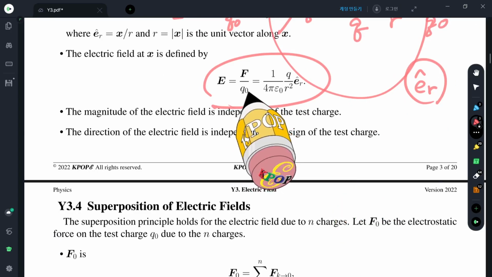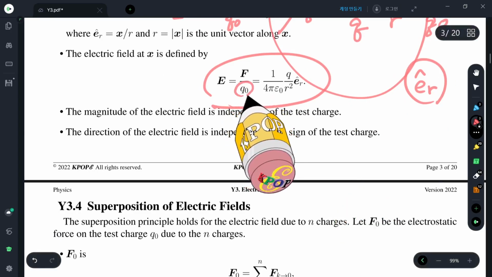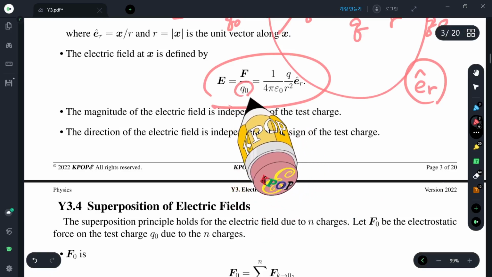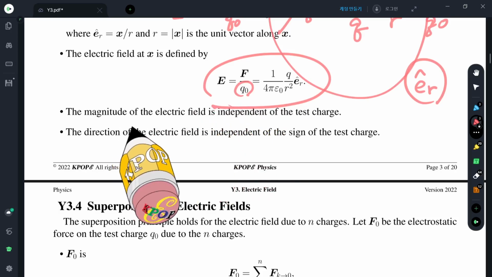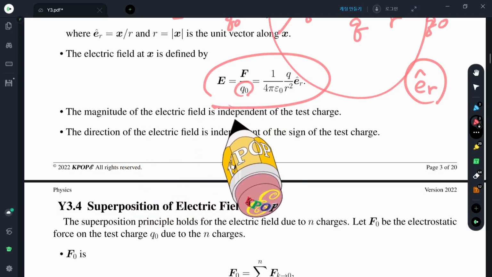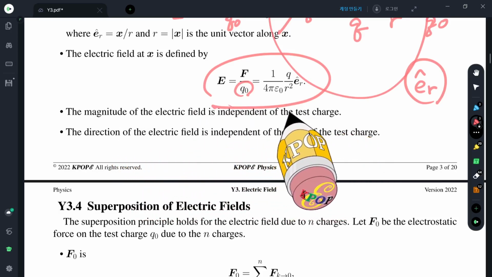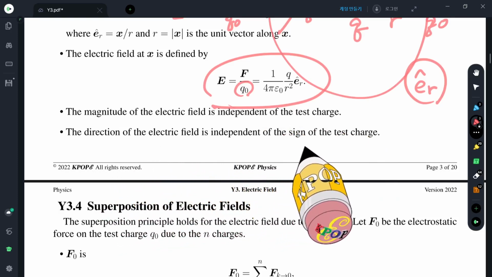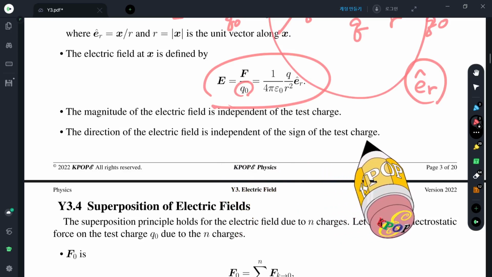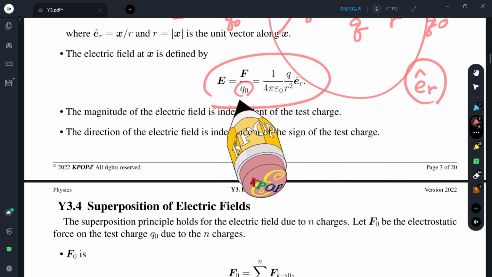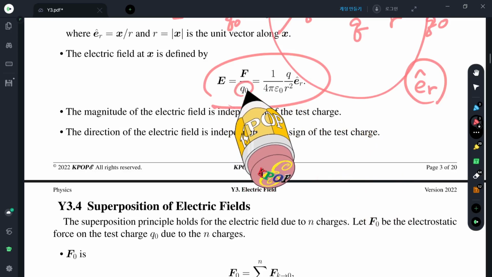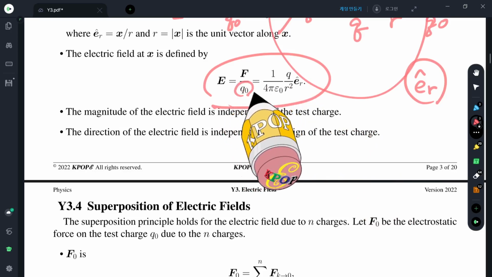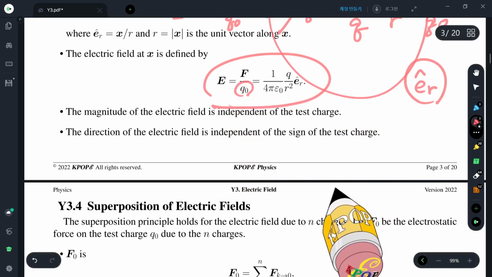As you can see, the magnitude of the test charge has cancelled already, so the magnitude of the electric field is independent of the test charge. The direction of the electric field is independent of the sign of the test charge. Sure, it is independent of Q0. We don't care about the test charge's sign and magnitude.